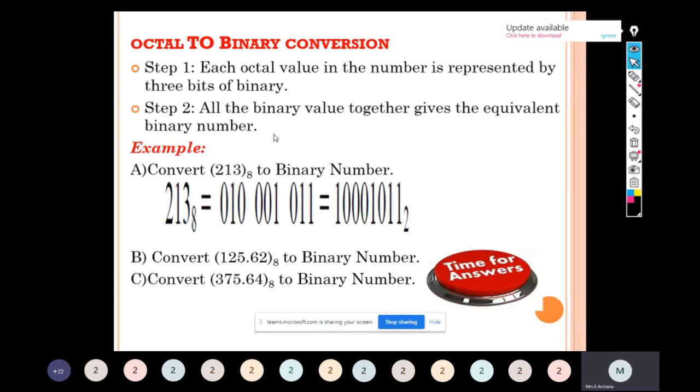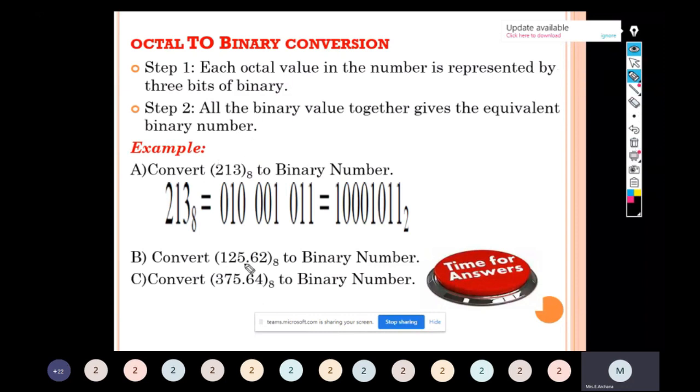So example, convert 213 to the binary number. So 2 will have the binary number as 3 bits, 010. Next 1, 001. Next, 3. 3 will have 011. When we combine all together and we have to write the base, we are asked to convert as a binary, so put a base as 2. So this is octal to binary conversion.